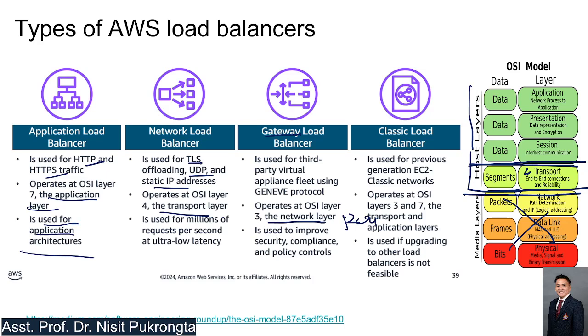It's used to improve the security, compliance, and policy control. The classic load balancer is used for the previous generation of EC2 and the classic network. It operates at layer 3 and layer 7, the transport layer and application layer, and is used if upgrading to a newer load balancer is not feasible. But right now in AWS, using the classic load balancer is an option, not mandatory.